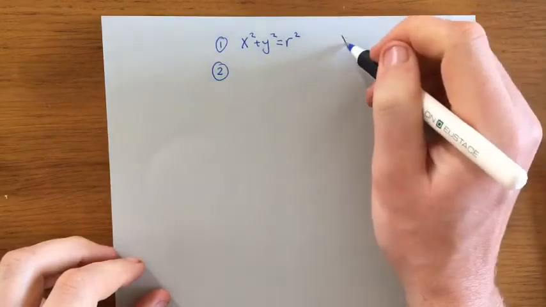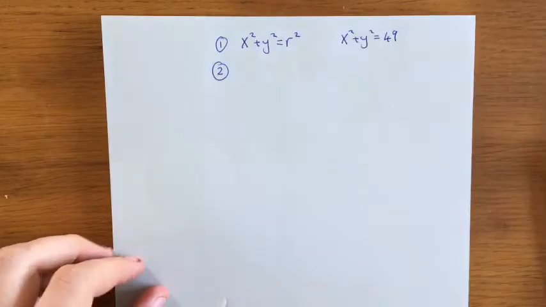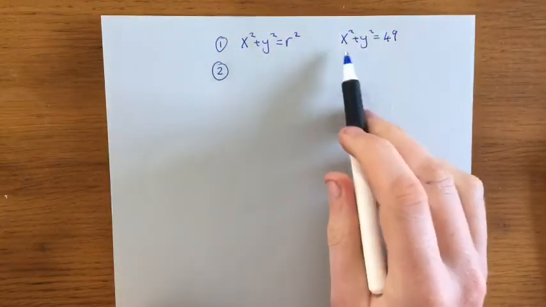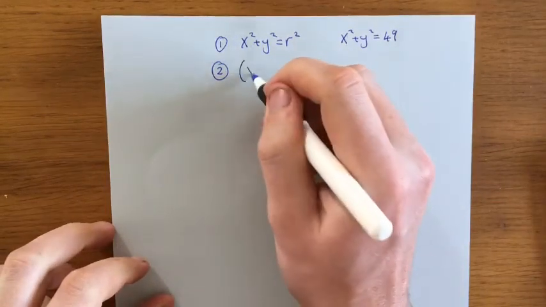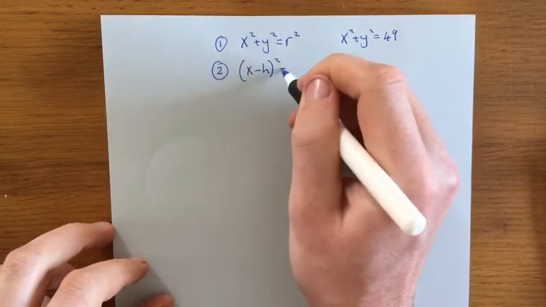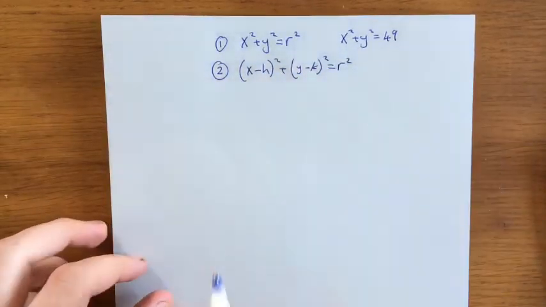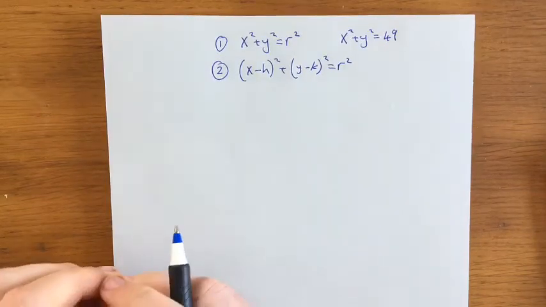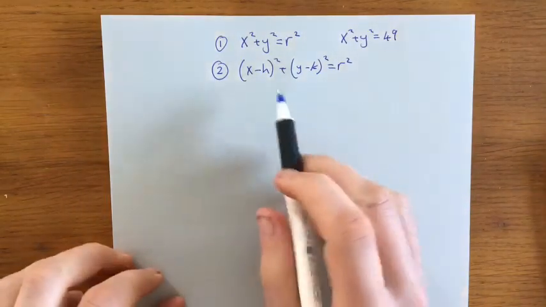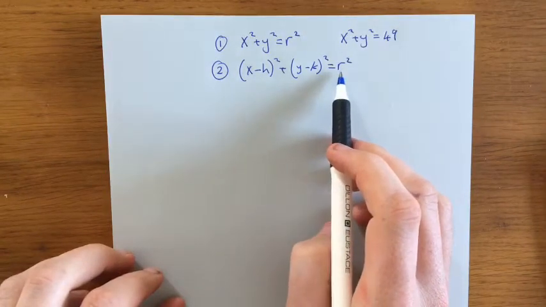For example, if I give you x squared plus y squared is equal to 49, you should know straight away that its center is on 0, 0 because it's in that format, and the radius would be 7. The other format that you can get is x minus h squared plus y minus k squared is equal to r squared. This is for a circle whose center is not on 0, 0. The center of the circle is h, k, and once again the radius is r.